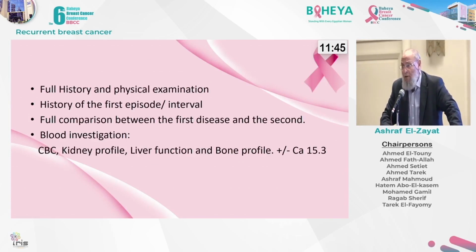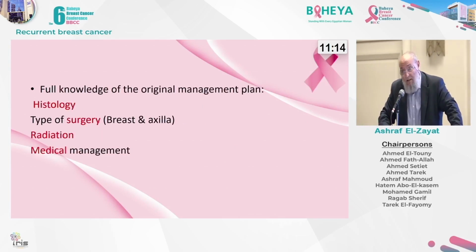So full history and physical examination is mandatory. History of the first episode, you need to know the interval between the original treatment and the second episode here. Everything you need to know about the original disease. Full comparison between the first disease and second. We're talking about histology, and we need some blood investigation. You need to check the CBC as a standard, the kidney profile, liver function test, bone profile, please. Whether you will do also CA15-3 or not, it is controversial, but I do it.